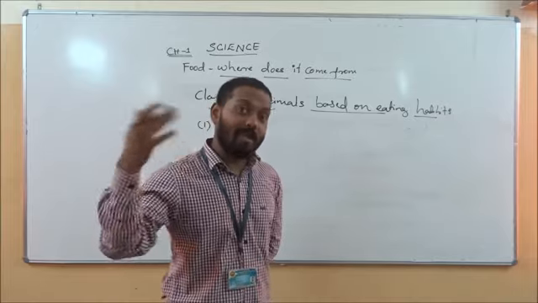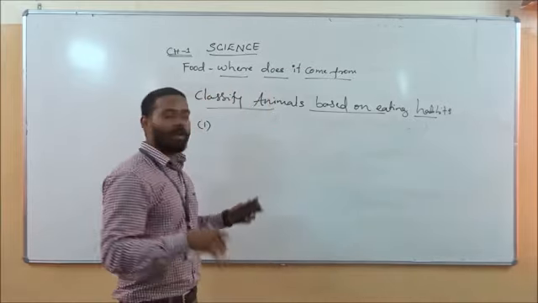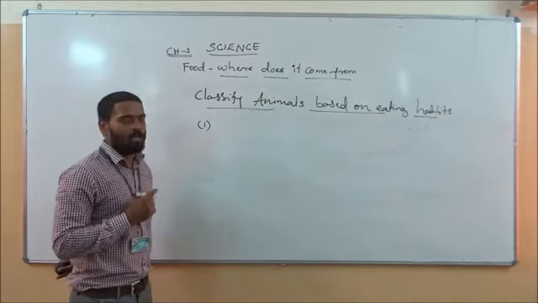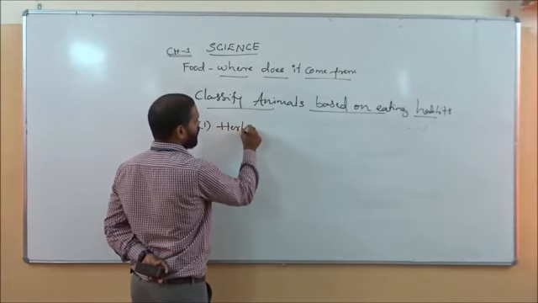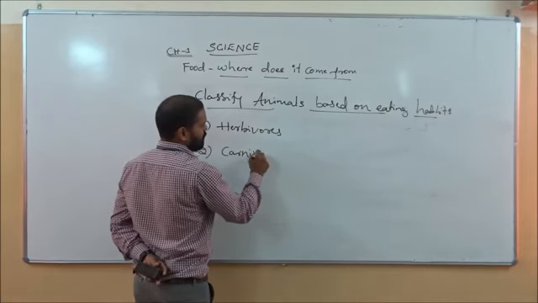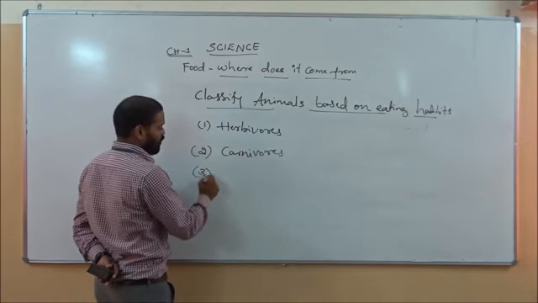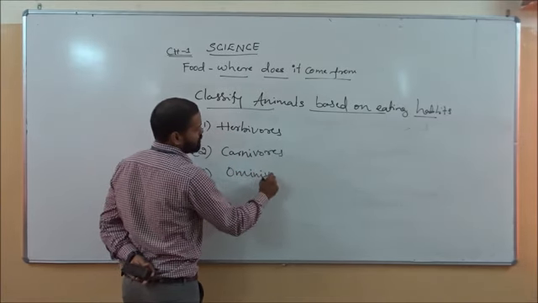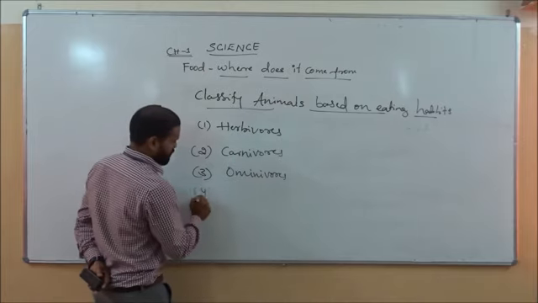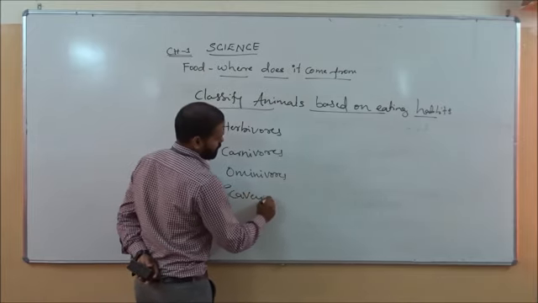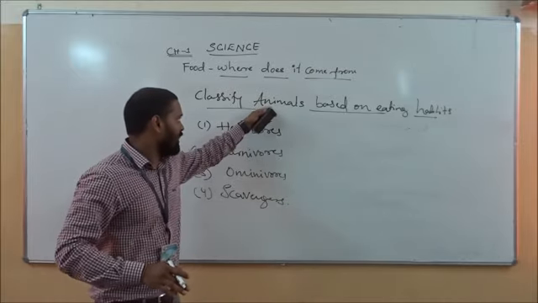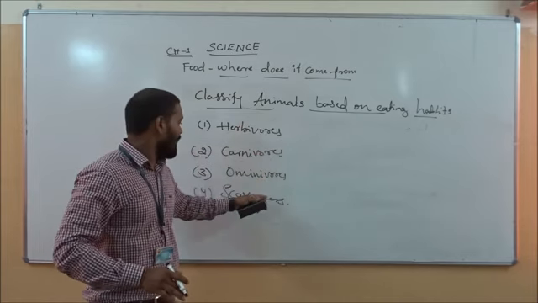Many animals depend on plants and animal sources for food. We can see three kinds of living organisms here. One is herbivorous. Second is carnivorous. Third is omnivorous. And fourth is scavengers. Sorry, I included plants by mistake. What I am saying is we are going to classify animals like herbivorous, carnivorous, omnivorous and scavengers.